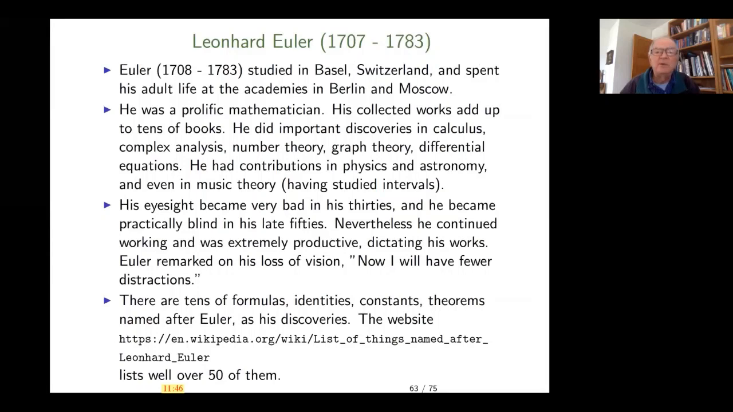Euler was a prolific mathematician, lived in 18th century, studied in Basel, Switzerland, and then in his adult life he was at academies in Berlin and in Moscow. He did so much mathematics and so many discoveries that it's hard to find a field where Euler's name is not mentioned. His eyesight became very bad already in his 30s, and he became blind in his late 50s, and then he just continued working and dictating his works. He remarked, now I will have fewer distractions. The mathematics was so important for him.